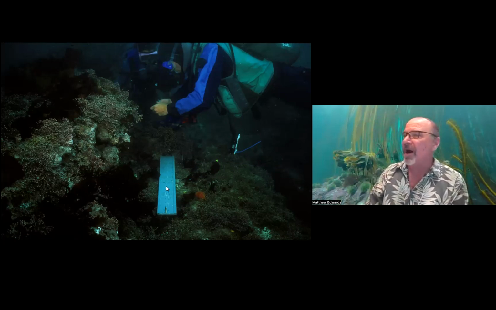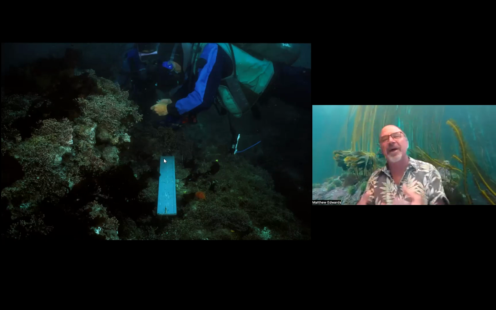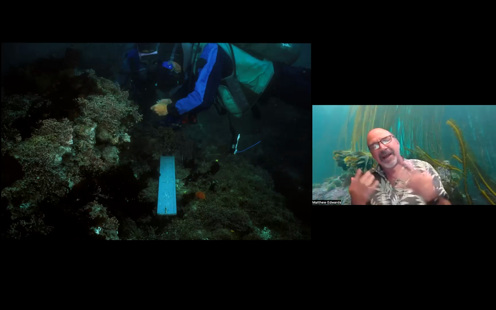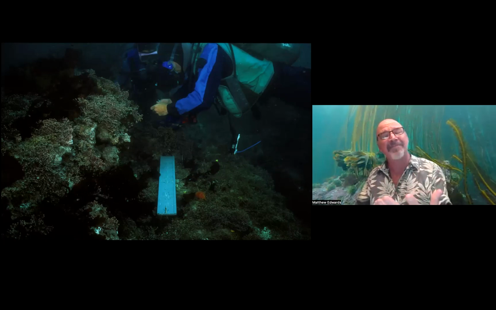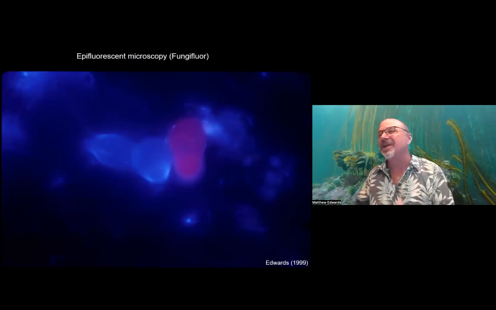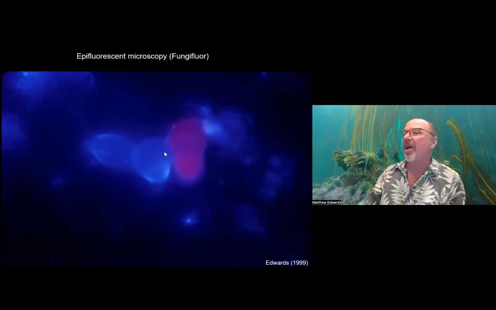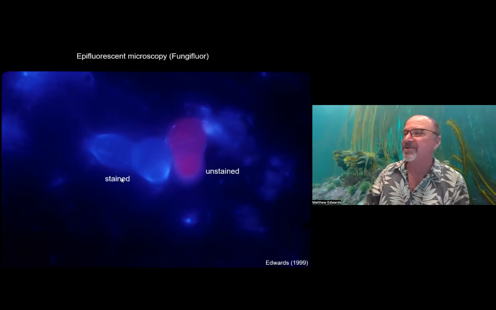We then put out slide racks with these on them and collected them periodically through the entire winter when Desmarestia was absent, and looked at them under fluorescence microscopy and determined, can we identify them, the stained ones, and can we identify the life stage? And this is from a paper I did on the methodology, where you see stained and unstained gametophytes. They show up pretty well in these studies.